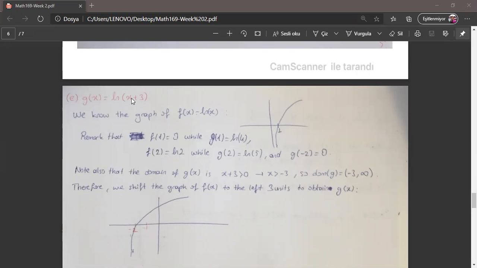Inside of the function we have plus 3. So it means we need to shift this one's graph to the left 3 units to find the given function g. So to the left we shifted this one. We had before here 1, now 0, minus 1, minus 2, 3 units. Okay, so on this point, minus 2, the function g gets 0, as we computed here. So we have this graph as the graph of g.